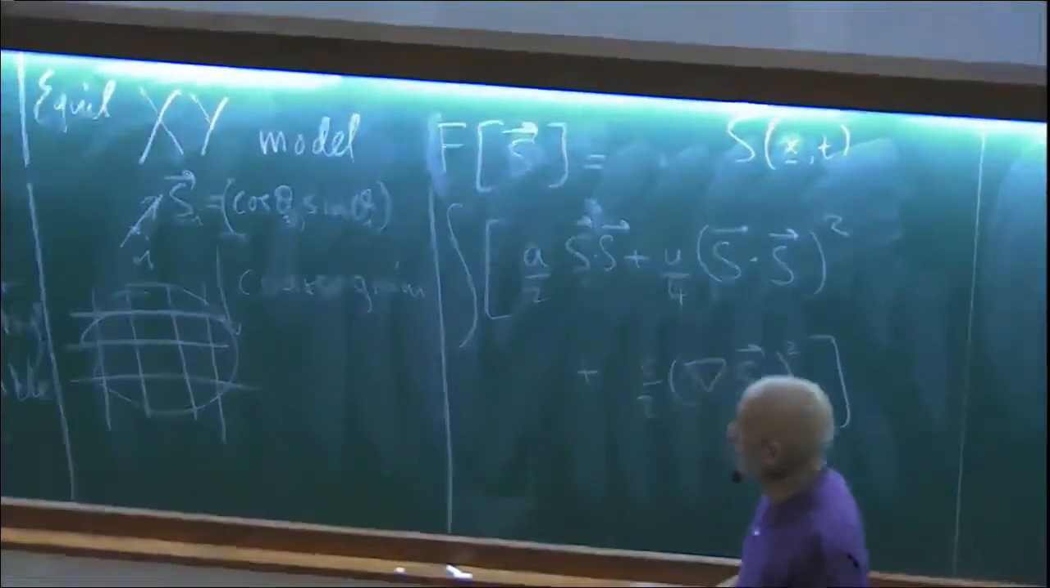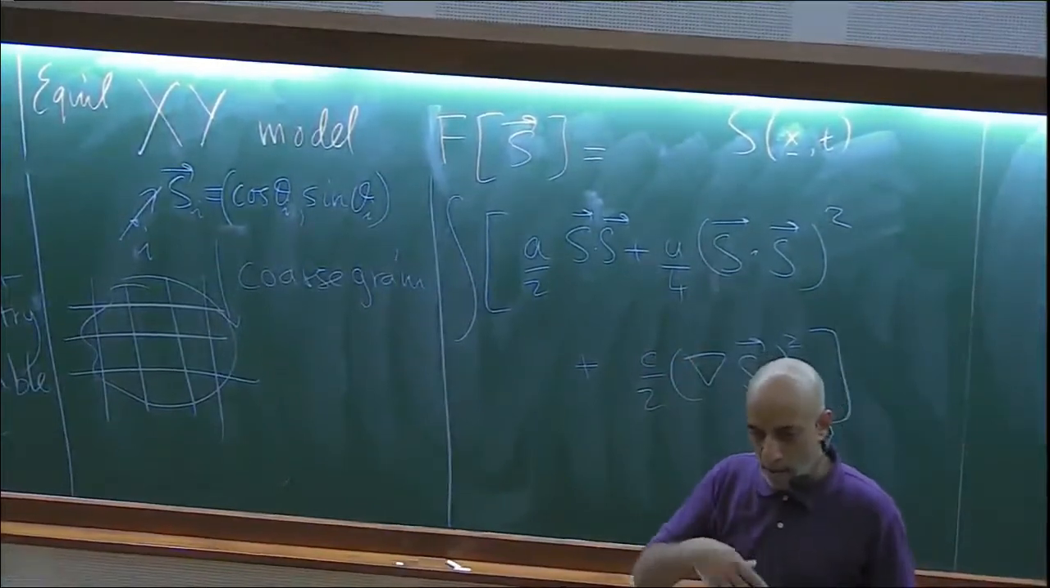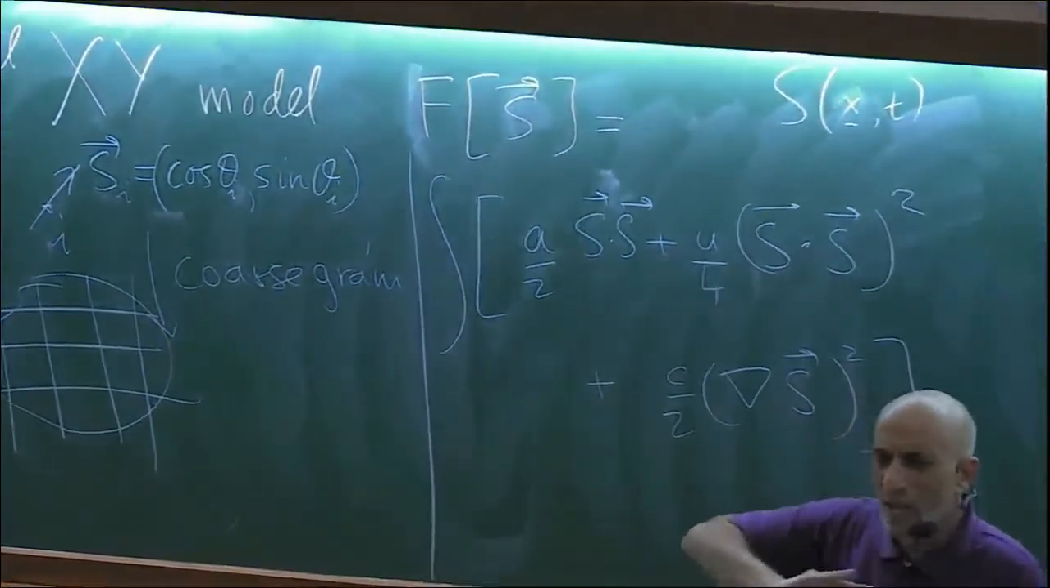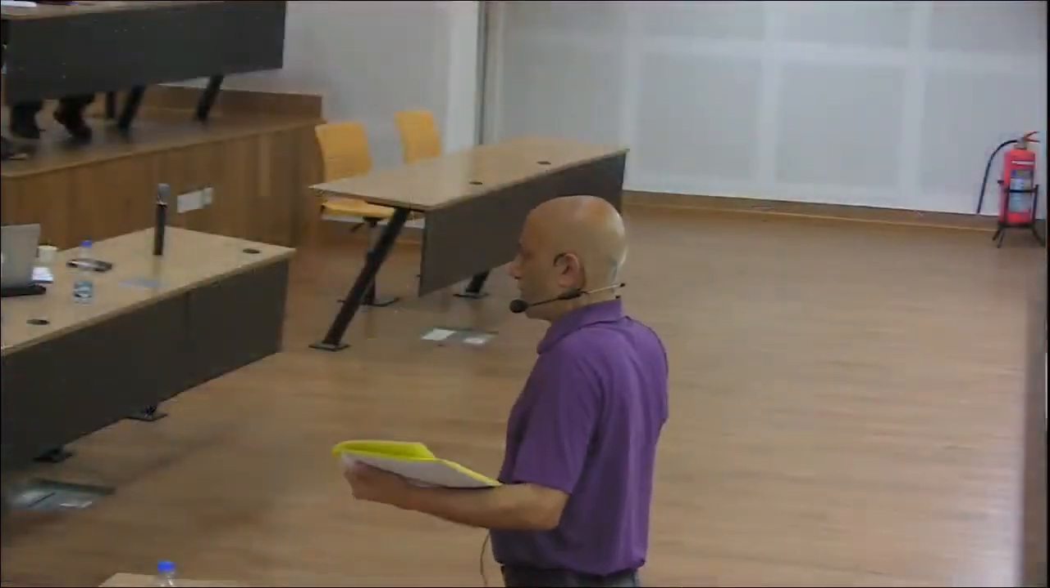Obviously, descriptions of this sort are best near onset and not globally, but I'm saying that these caveats apply to XY, to Ising, to Heisenberg, any of them.